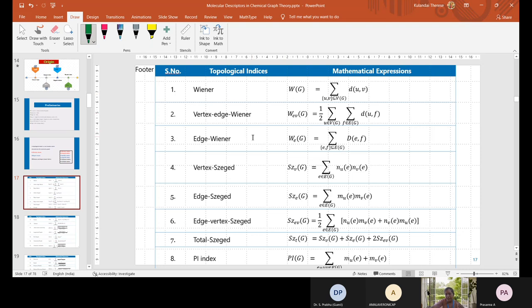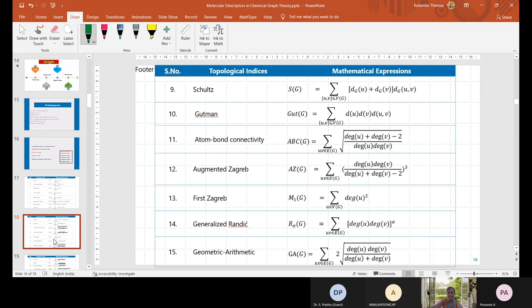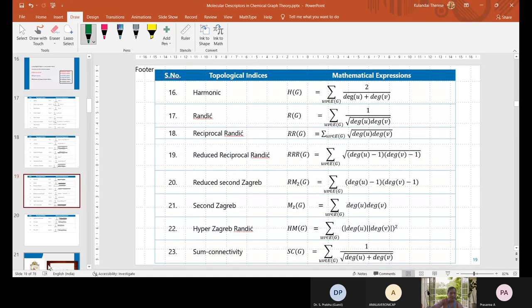Then these are all the other types of indices. The vertex edge Wiener index, there are hundreds of molecular descriptors. Now in this talk, let me explain only about the famous indices. Now you can see the atom-bond connectivity index. Here you can see the sum of root of (degree of U plus degree of V minus 2) over (degree of U times degree of V). Therefore, this is the index based on degree. Some of the indices have been tabulated here. The Randić index is nothing but the sum of 1 by root of (degree of U times degree of V).